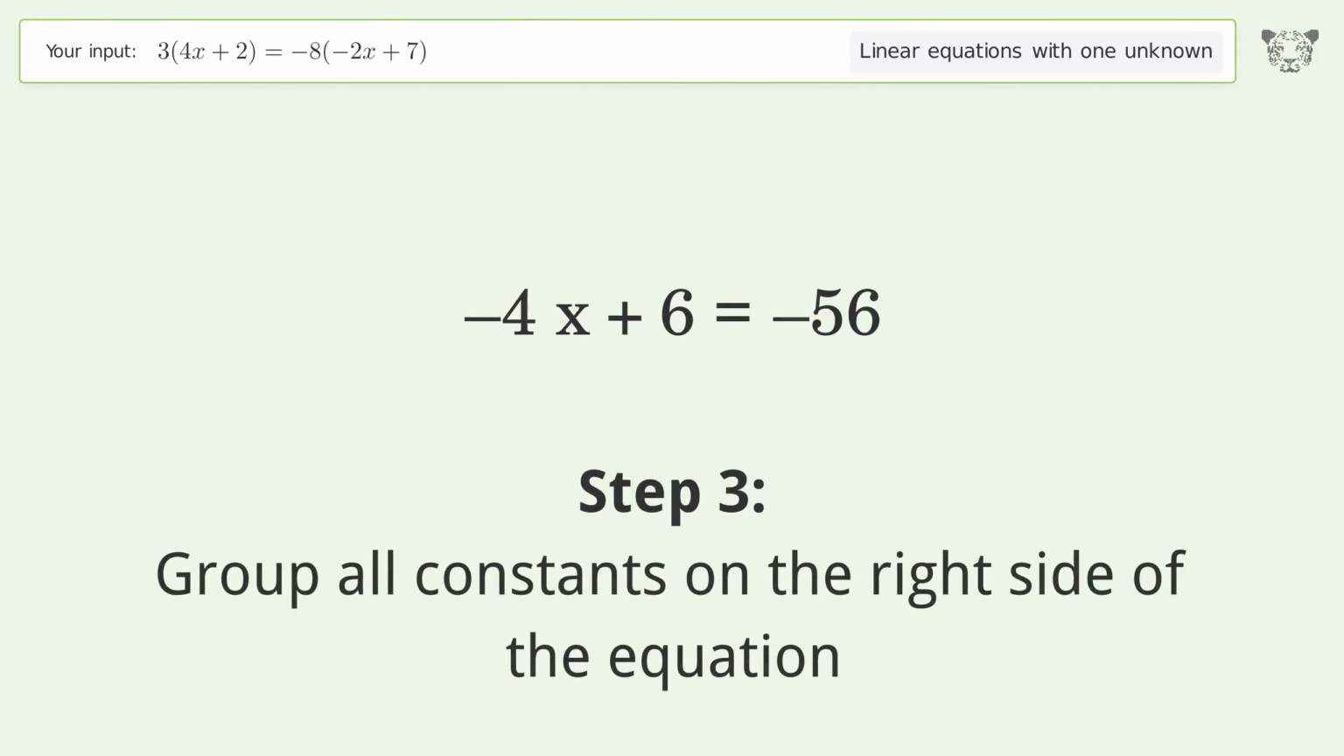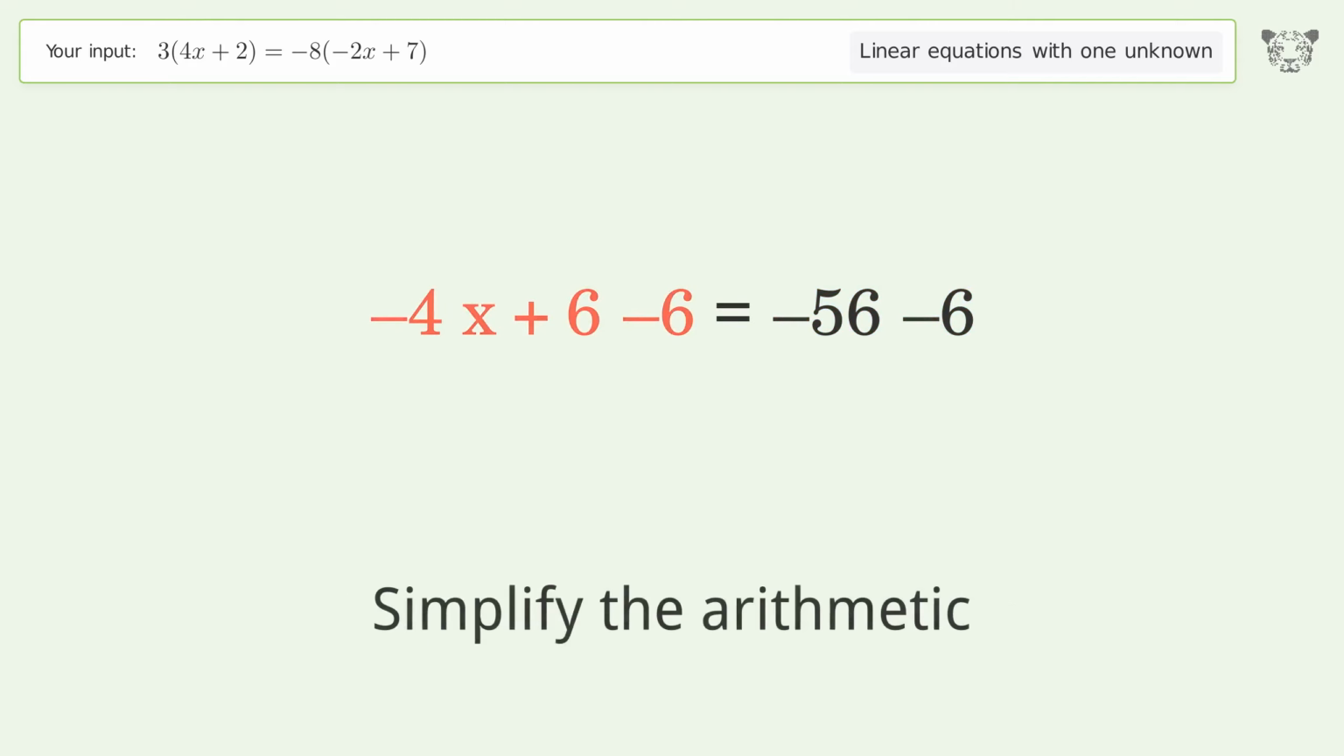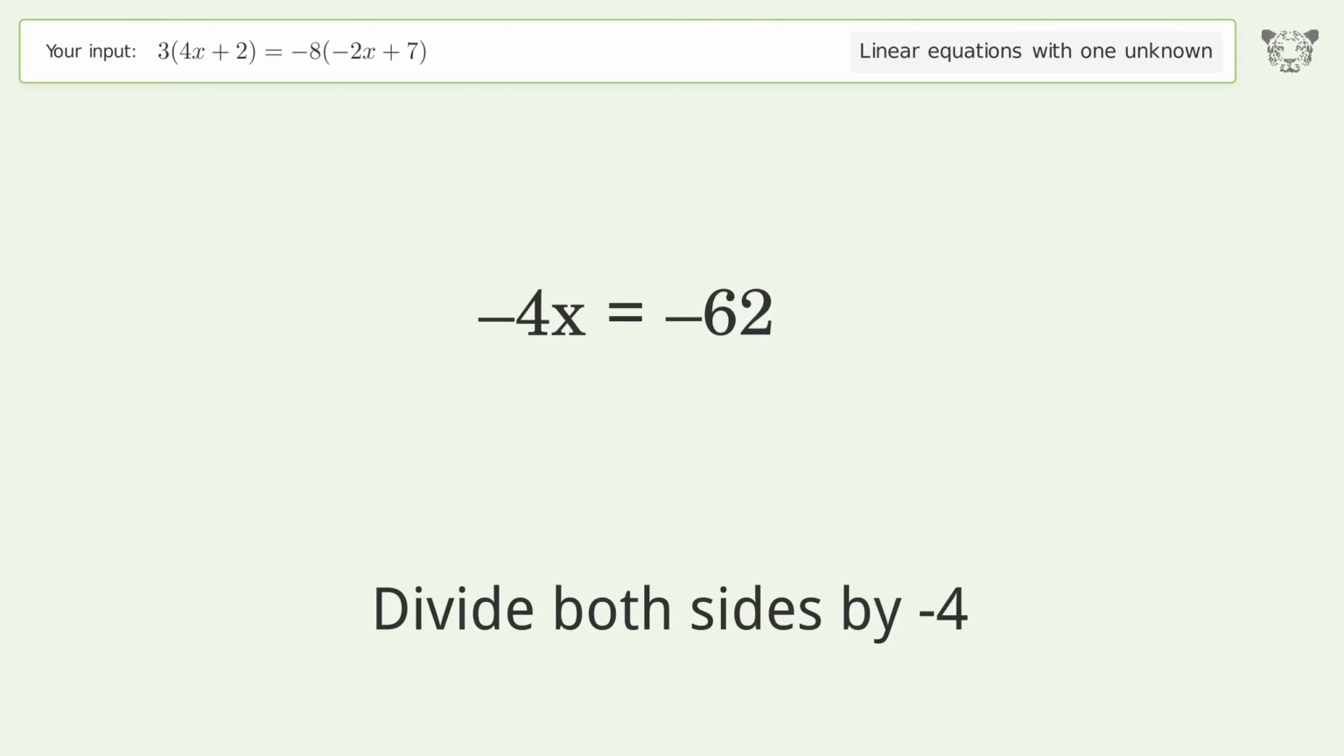Group all constants on the right side of the equation. Subtract 6 from both sides. Simplify the arithmetic. Isolate the x. Divide both sides by -4.